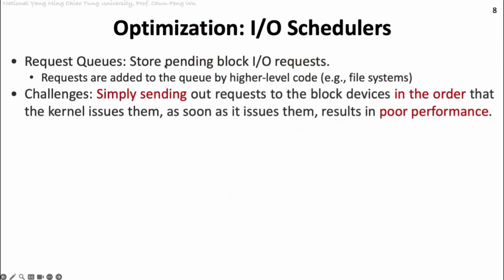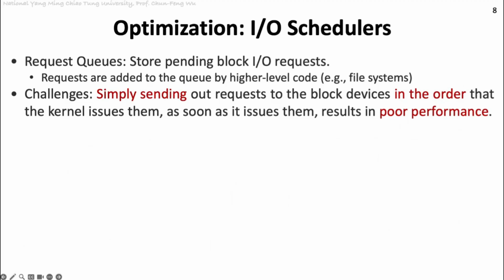If we simply send out requests to the block device in the order that the kernel issues them, then we can't really enjoy the locality of data access on, for example, a hard disk drive. For a hard disk drive, sequential access is a lot better than random access, right? Because the hard disk drive uses a plate that rotates, and if we access in sequential order, we can get a lot of performance benefit. But if we access the data randomly, we cannot.